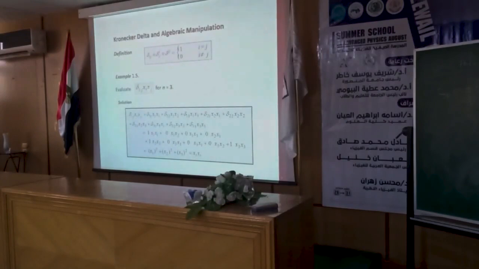For example, evaluate this quantity. Now what do I observe in this quantity? I observe that i is happening twice, and j also is happening twice. So in fact, i is a dummy index, and j is also a dummy index. So what I do, I make i equal to 1. Okay, so we have delta 1j, xj, and then I make j running from 1 to 3.